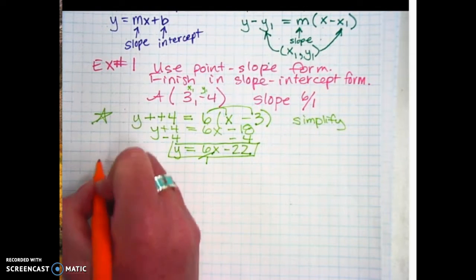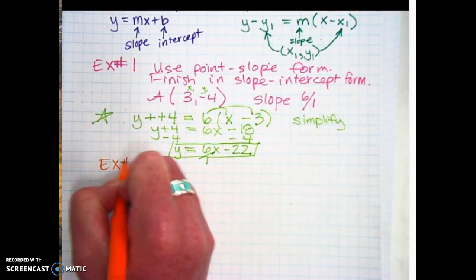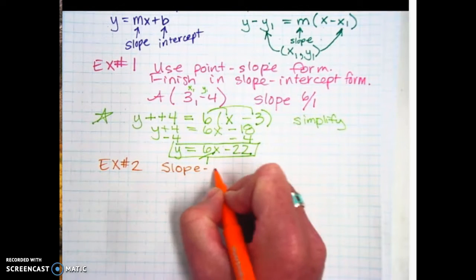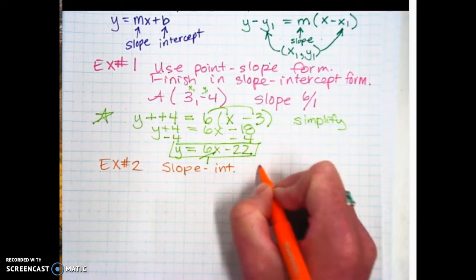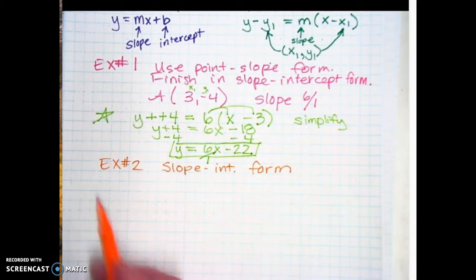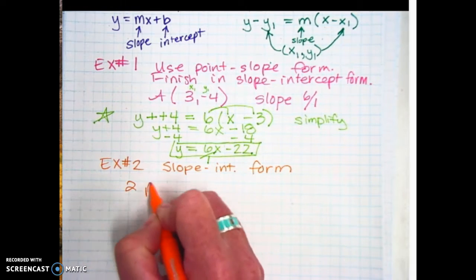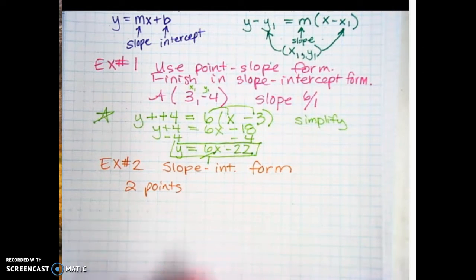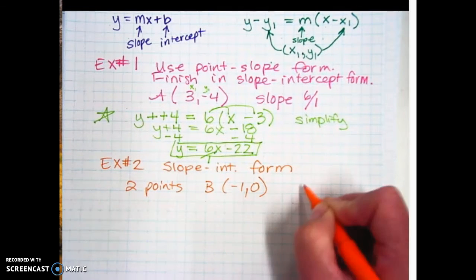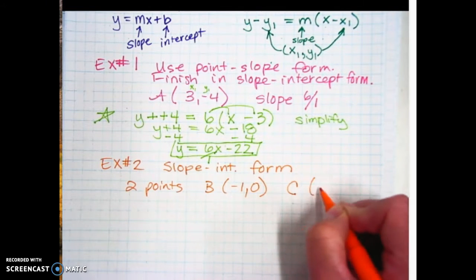All right, example number 2 is almost the same. We want to end in slope-intercept form. But instead of being given a point and a slope, this time I'm going to give you 2 points. So the first point B is going to be at negative 1, 0, and the second point C is going to be at 1, 2.